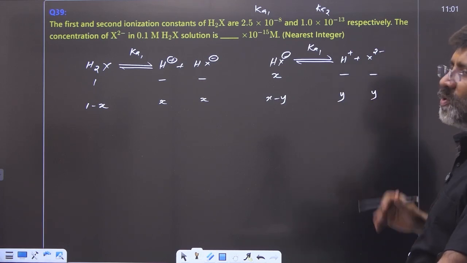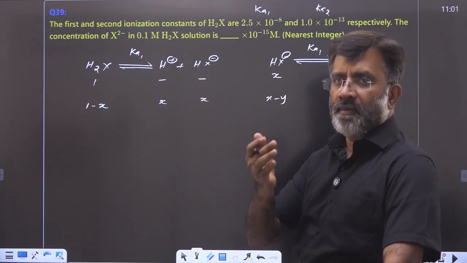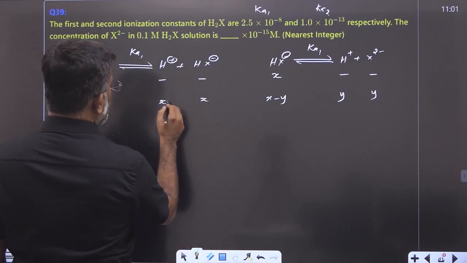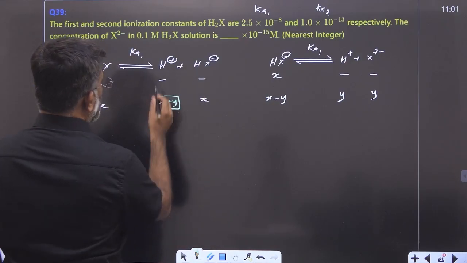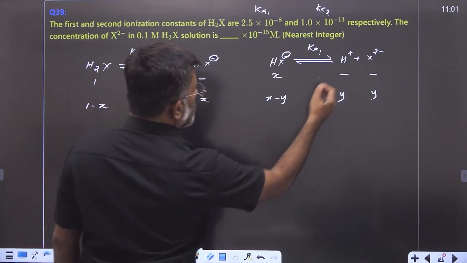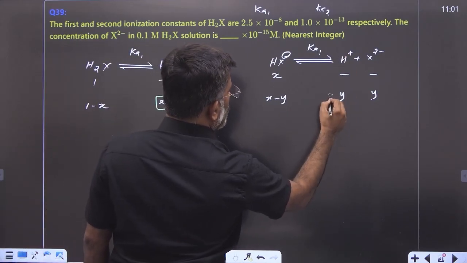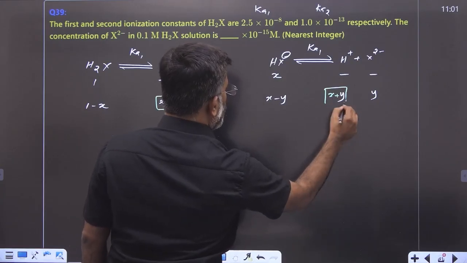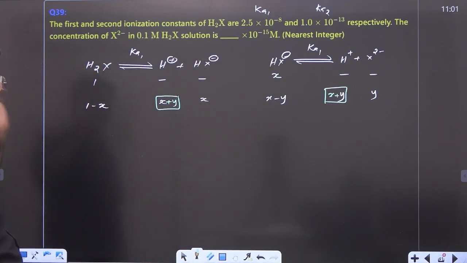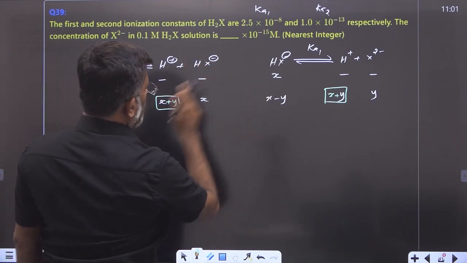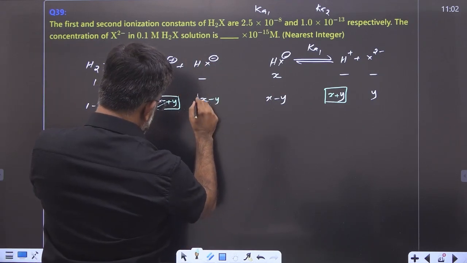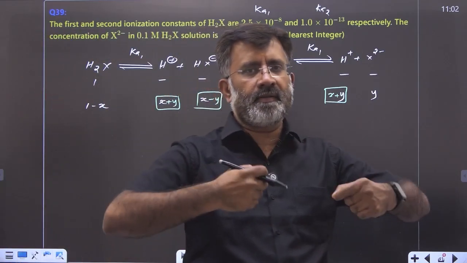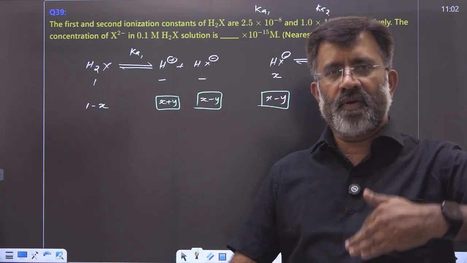Now actually the two equilibria are under simultaneous conditions. So what we can understand is this will be x plus y, because H plus is x quantity from this case and y quantity from this case, because they are available under simultaneous equilibrium. Similarly, these two are under simultaneous equilibrium, so this will be x minus y and this will be x minus y. Those species available in simultaneous equilibrium, their quantity will remain equal.